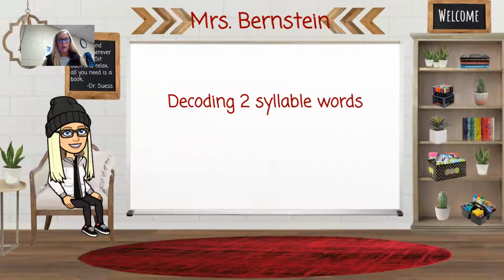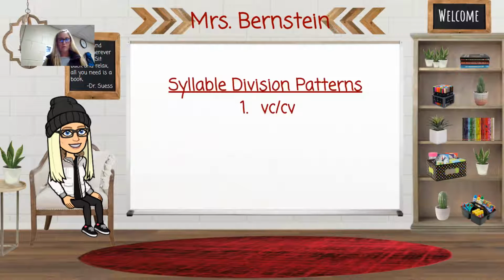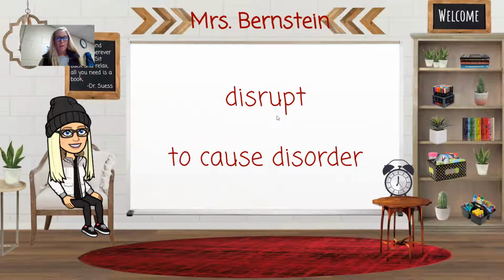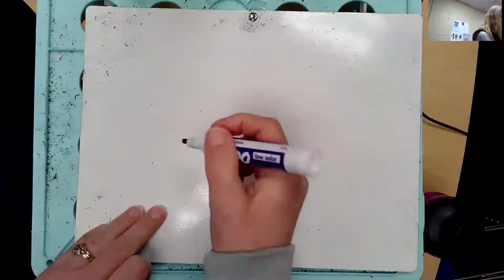All right, we're going to work on decoding our two-syllable words. Remember that there are 4 different types of syllable division patterns. However, we only know one. And the one that we know right now is that we divide our syllables between the 2 consonants. Okay, so grab your whiteboard and let's do some syllable division. On your whiteboard, I want you to write this word.